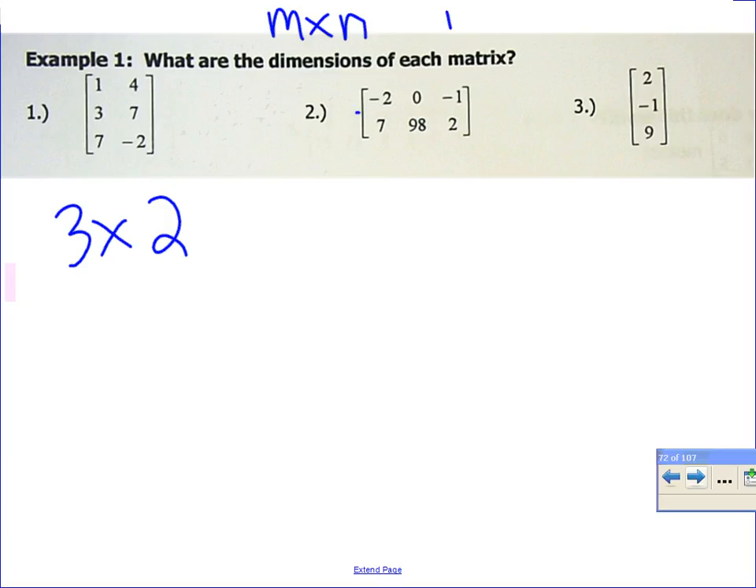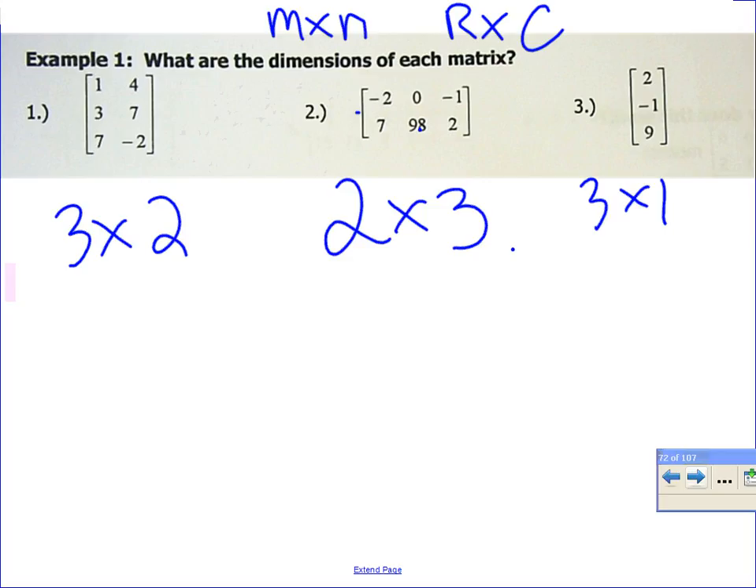Okay, who can tell us the dimensions of number 2? Row by column. Jackie? Good job. 2 by 3. 2 rows, 3 columns. It's always row by column. Okay, someone that hasn't answered, how about the third one? Amanda? Close. Row by column. Good. 3 by 1. Row, row, row, column. Remember, columns are up and down, rows are across. Guys okay with that? Okay.